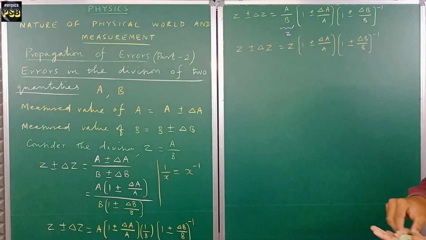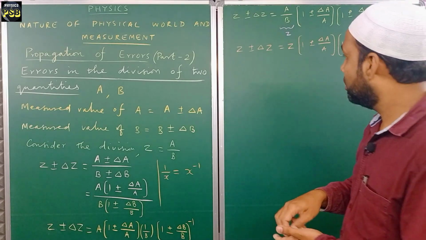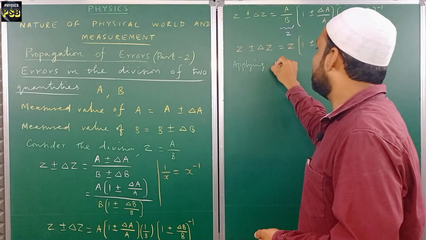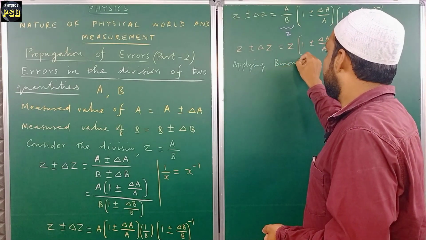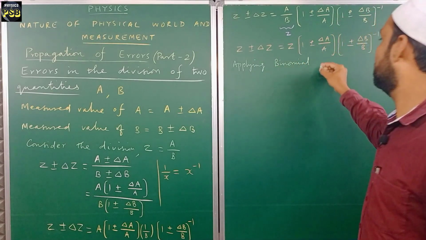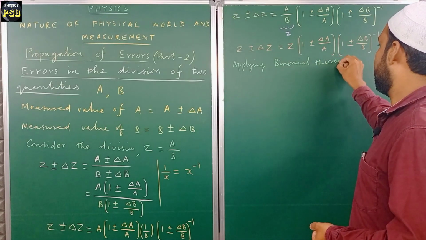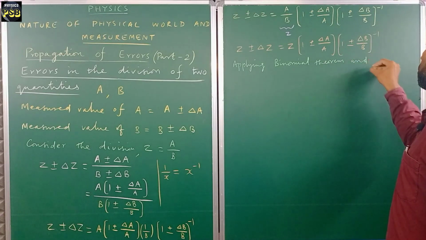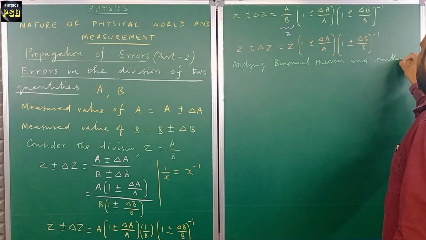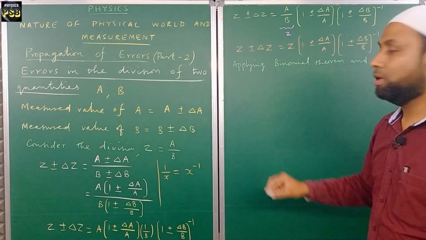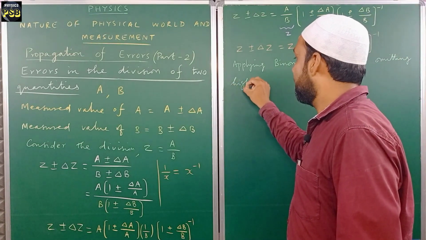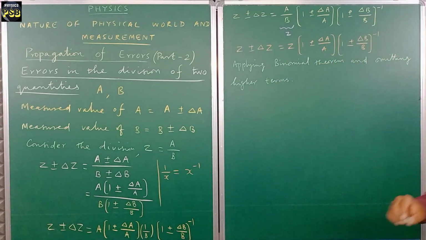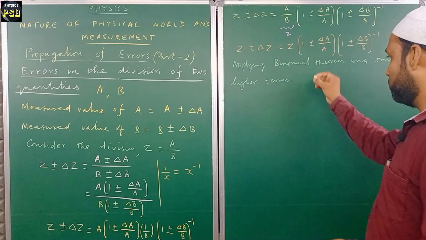Now see what I do. I am going to apply the binomial theorem, and omit the higher terms. So what will I get if I do so? Let me show this to you with the help of an example.